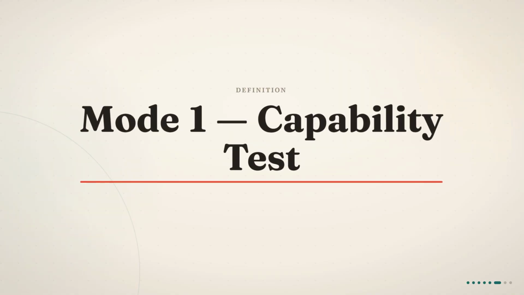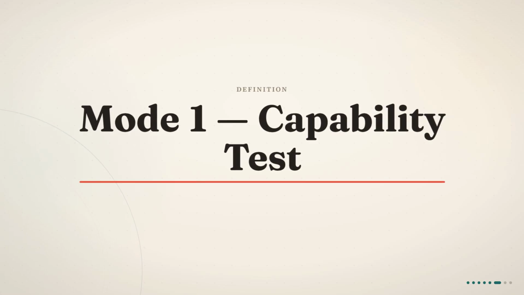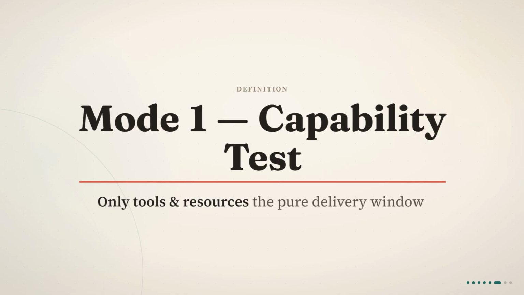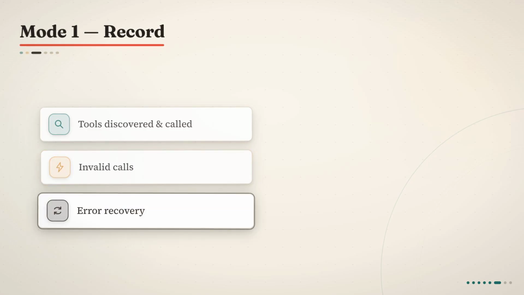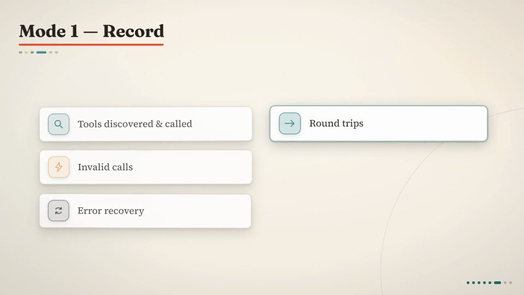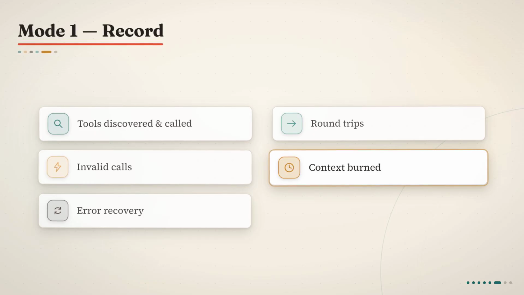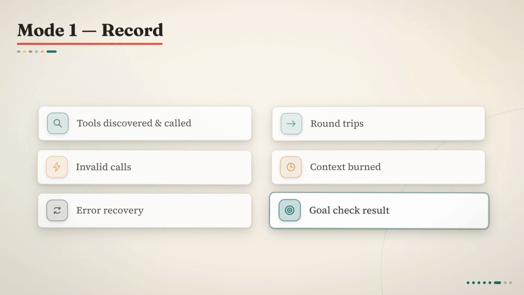Therefore, you run 3 kinds of agent test. Mode 1 is the direct MCP capability test. The model gets only the tools and resources, pure delivery window. Record the tools it discovered and called, its invalid calls, how it recovered from errors, the round trips, the context it burned, and the final goal check result. This tests whether the semantic interface is sufficient.